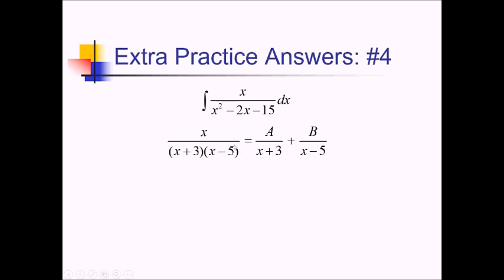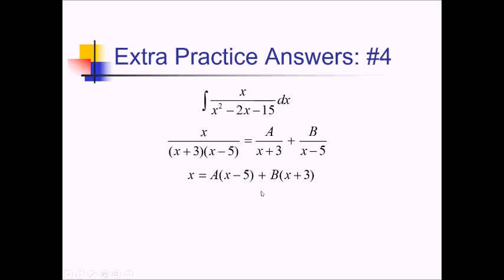To do that, I'm going to multiply both sides by (x + 3)(x - 5). That gets rid of the whole denominator on the left side, leaving me with just the numerator of x. On the right side, for the first fraction, the x + 3's are going away, leaving me with just A times (x - 5). And for this next fraction, the x - 5's get canceled, leaving me with B times (x + 3).